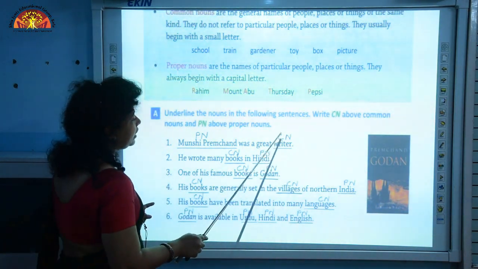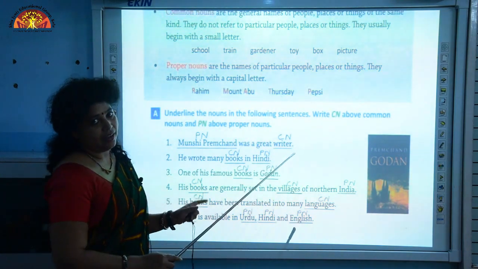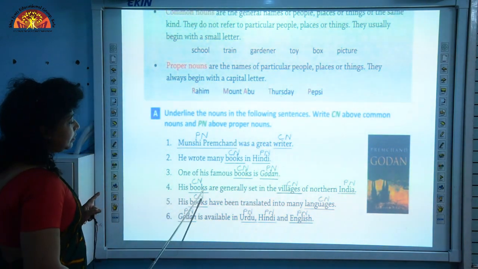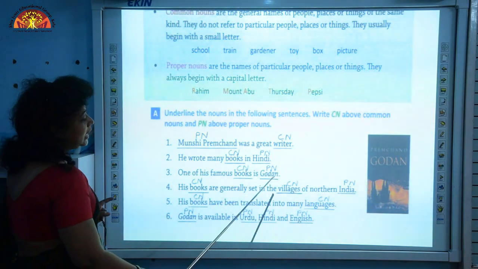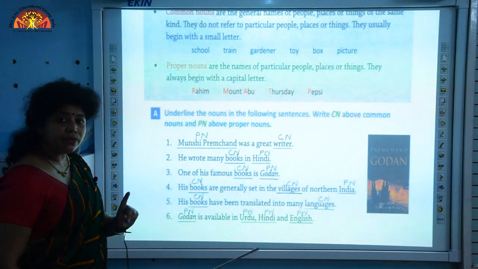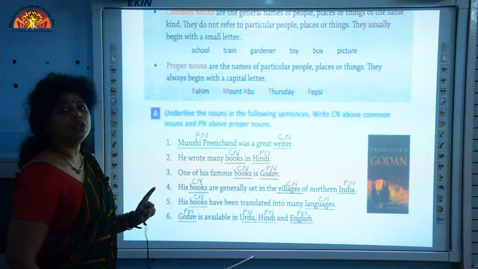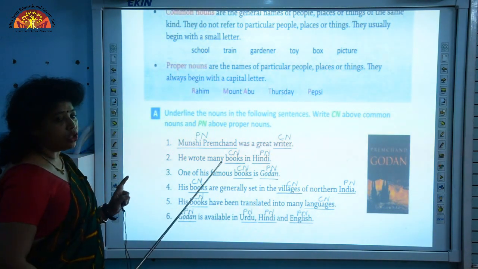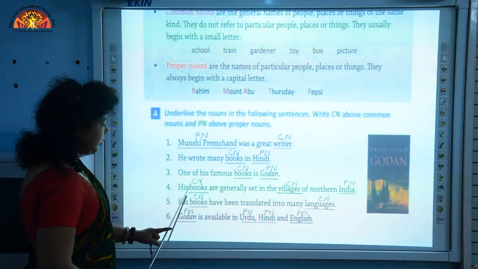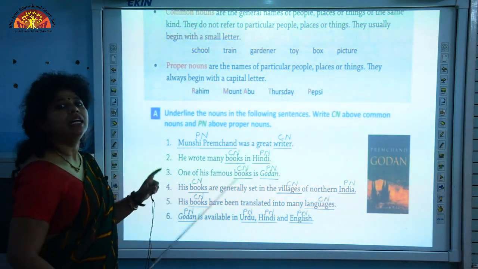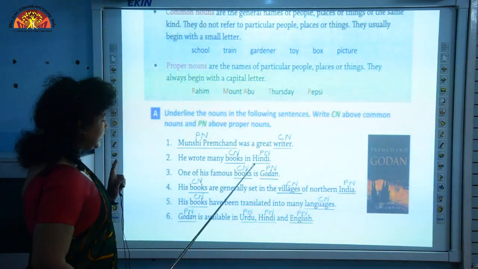So, above writer you will write CN. Let us come to question number 4. His books are generally set in the villages of northern India. First we will identify the nouns or the naming words in the sentence. So, which are the nouns or naming words? Books, villages, India, these are the naming words in this sentence.